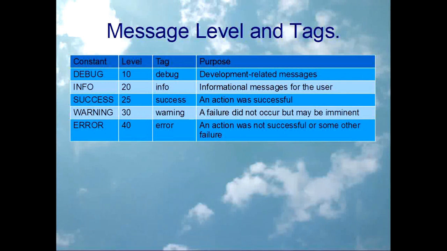Second one is info, level is 20, CSS class is info, and the purpose is informational messages for the user. Next one is success, level is 25, CSS class is success, and the purpose of that level is the action was successful. Next one is warning, level is 30, CSS class is warning, and the purpose of this level is a failure did not occur but may be imminent. Next is error, level is 40, CSS class is error, and the purpose is the action was not successful or some other failure. So these are all the message levels and tags that we can use during the coding.